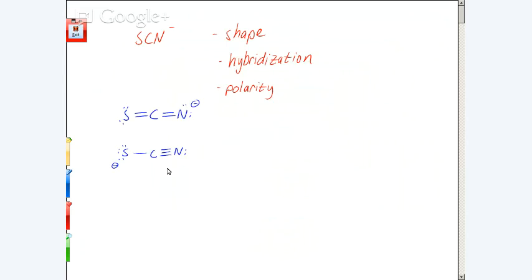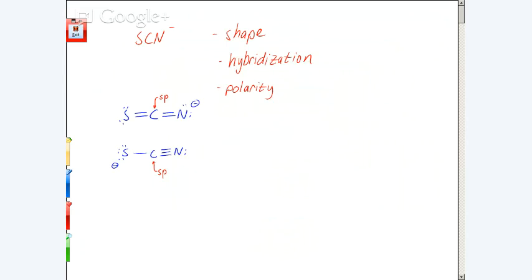Okay, so now what about the hybridization on that carbon? What's the hybridization here? This is sp, right? Two groups, we need two hybrid orbitals, sp, that's two. What about this one? That's also going to be sp. Two groups, two hybrid orbitals, sp.